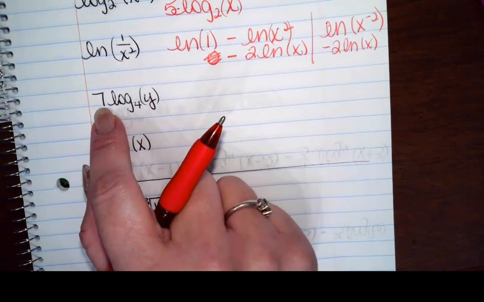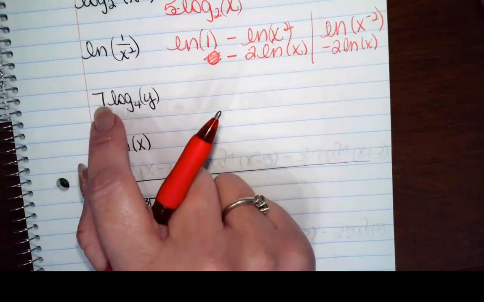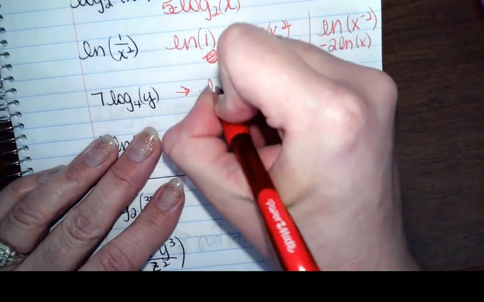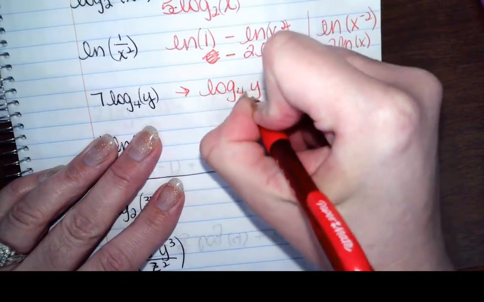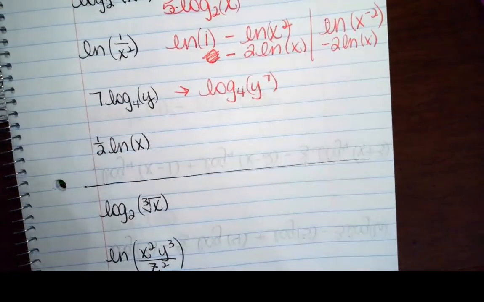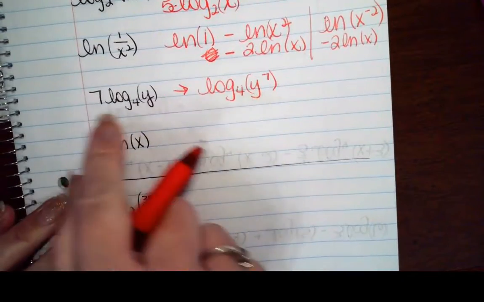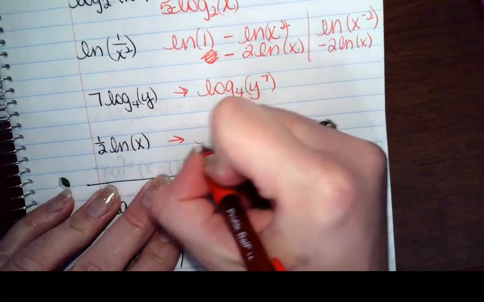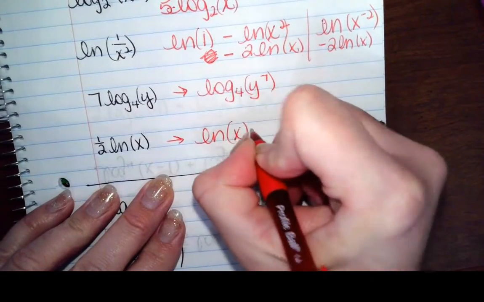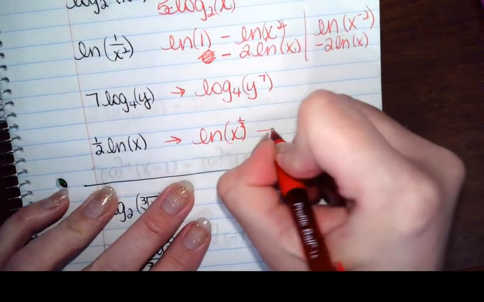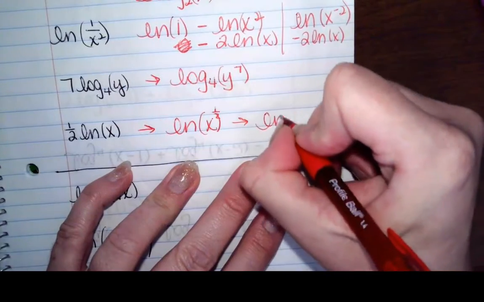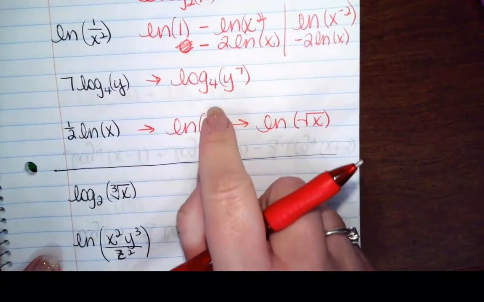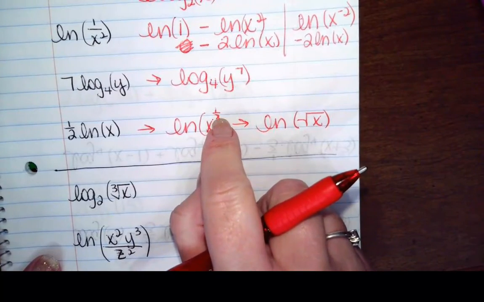If I'm condensing, I need to kick up my coefficient. So condensing, notice the CK sound. If I'm condensing, you kick up your coefficient. So that 7 is going to kick up. And this will now be log base 4 of y to the 7th. So I am condensing here. I'm going to kick up my coefficient. So this becomes the natural log of x to the 1/2. And remember, just for kicks, that is the same thing as the square root of x. So that's an x to the 1st, but you're taking a square root.